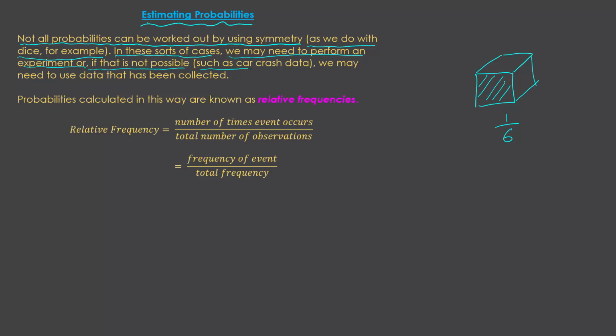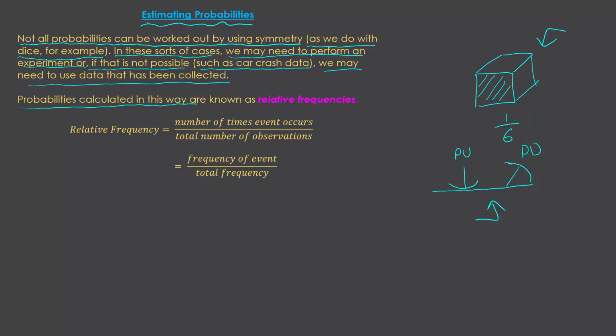possible, such as with car crash data, we may need to use data that has been collected. The case where we might use an experiment, for example, might be a drawing pin experiment, which you may have done at school before. So drawing pins can land pin up or pin down. But the frequency with which this happens, or the relative frequency with which this happens, may vary between different types of drawing pin. Also, there's no symmetry here that we can use like we can with a die.